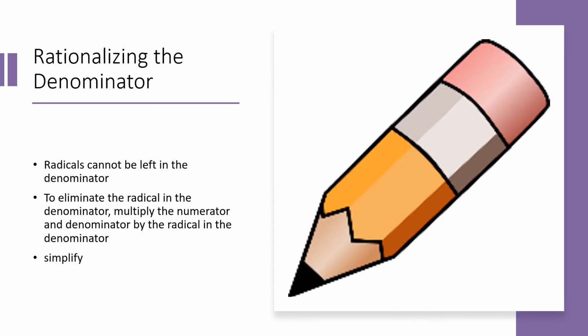All right, so rationalizing the denominator. Radicals cannot be left in the denominator. So again, if we think about a fraction, we have a numerator and a denominator. So North Dakota, right? The denominator is on the bottom. We cannot have radicals in the bottom. So we need to make sure that we eliminate the radical, and by doing so, we multiply the numerator and the denominator by the radical that's in the denominator, and then we simplify. So again, making sure you have these really good notes to refer back to when you have questions moving forward. But let's look at some examples of what this looks like.